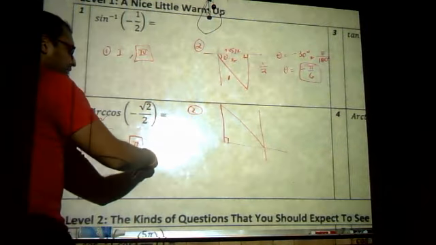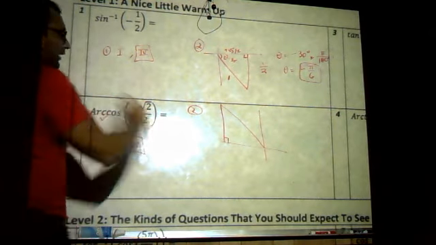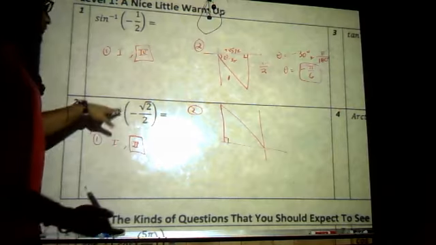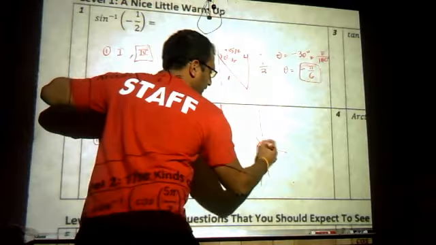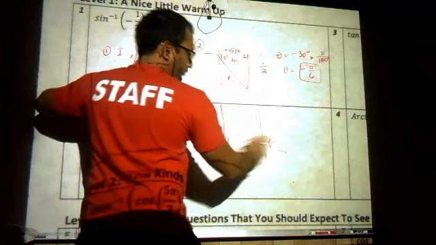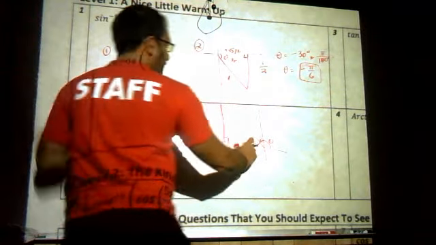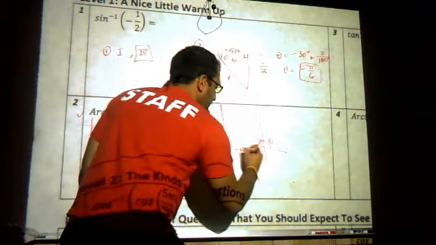Well, we don't know if we can draw a special right triangle. Let's just check it out and see what we get. So we're in the second quadrant, and we're looking for the angle theta where the cosine of theta is equal to negative square root of 2 over 2. The cosine of that angle has to be negative square root of 2 over 2.